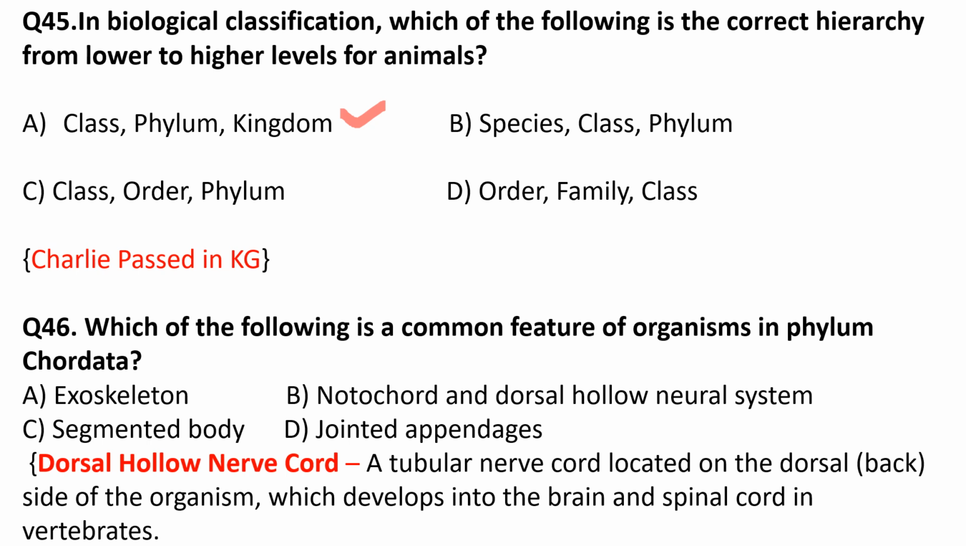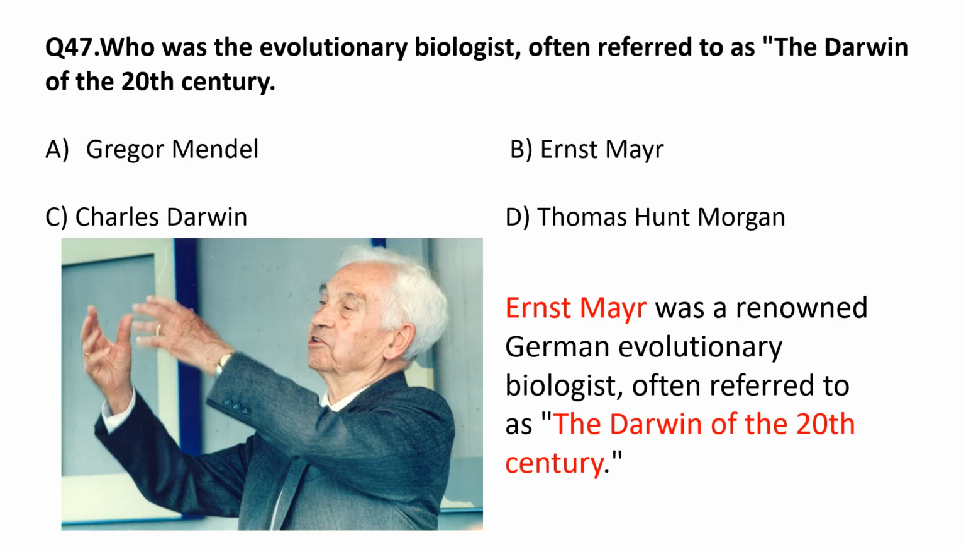Which of the following is a common feature of organisms in phylum Chordata? It is notochord and dorsal hollow neural system. Dorsal hollow nerve cord is a tubular nerve cord located on the dorsal, that is the back side of the organism, which develops into the brain and spinal cord in vertebrates.